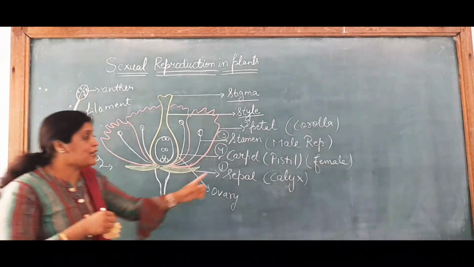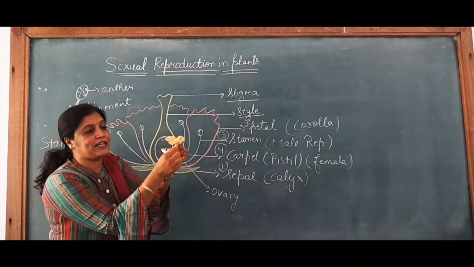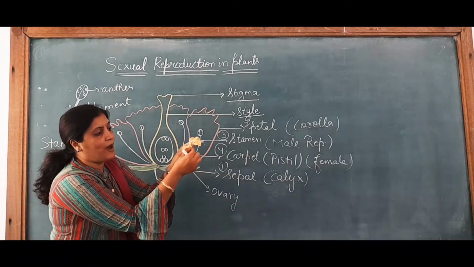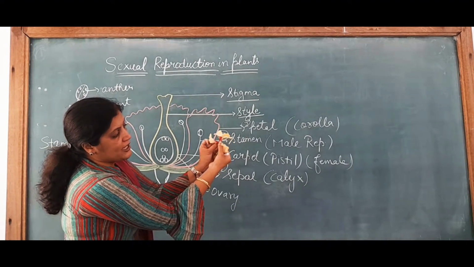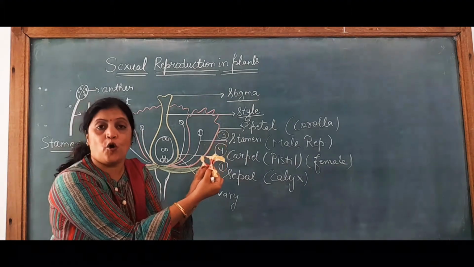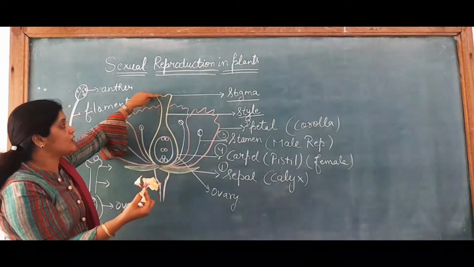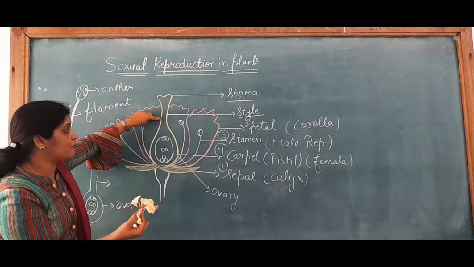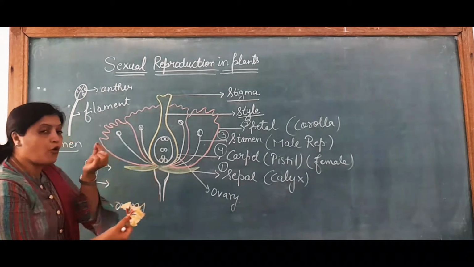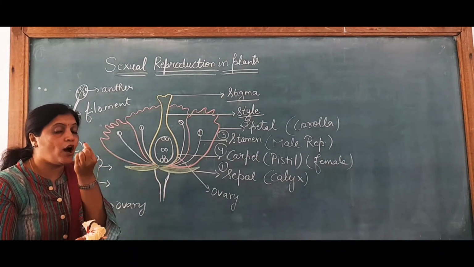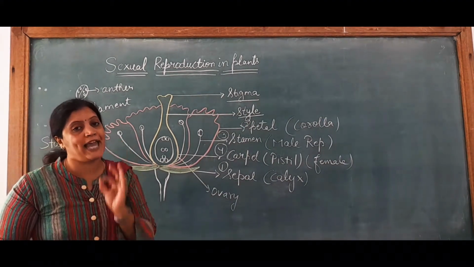Next, the female reproductive part. If I open here, inside is the swollen part. Here you can see the ovary, or carpel. Here is the stigma, the upper part, the middle one is the style, and the swollen part is known as the ovary. This ovary contains eggs, or ovules. These ovules are the female gametes.